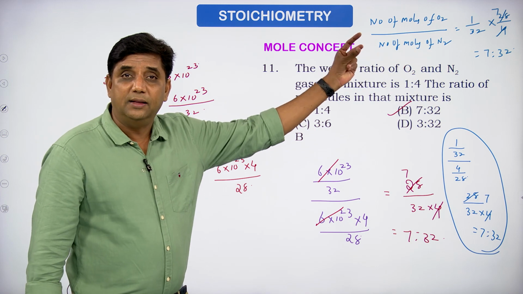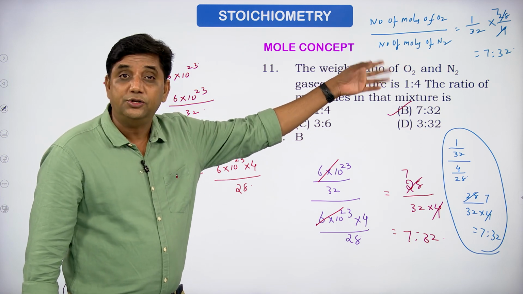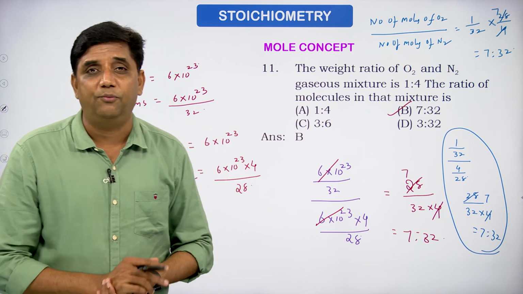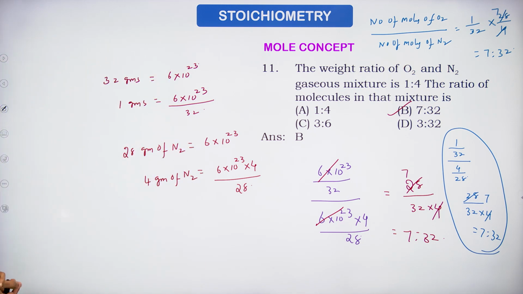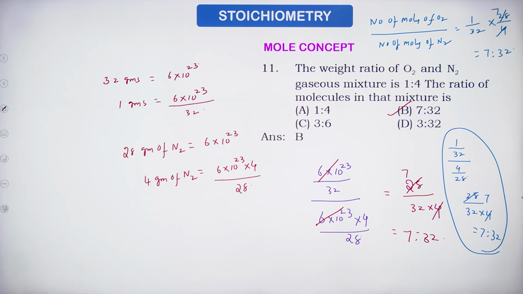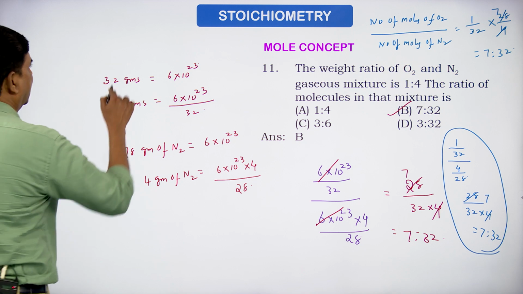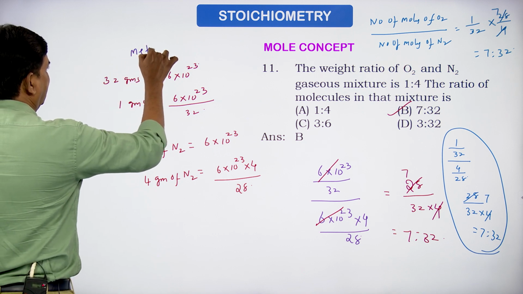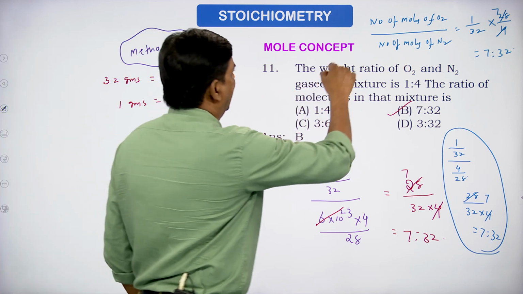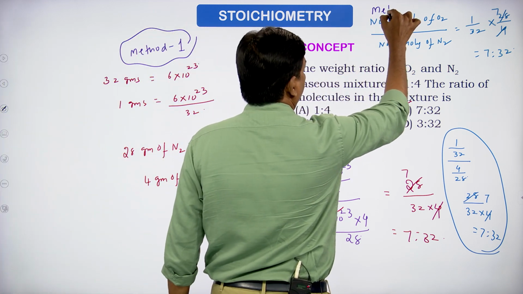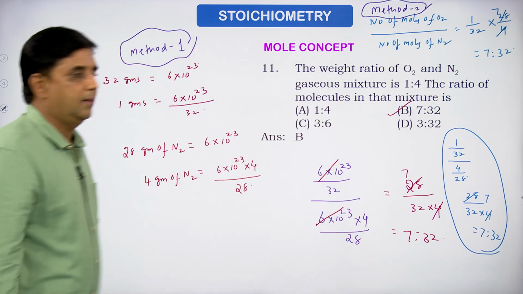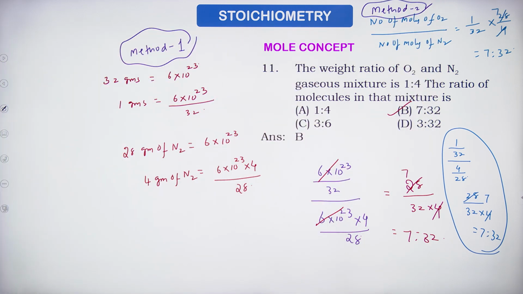But that is the direct method. You can find out the ratio of the number of moles, and the ratio of the number of moles is nothing but the ratio of the number of molecules. This is method number 1, and that is method number 2. Both methods you can write. This is method 1 and this is method 2. Whichever you feel comfortable with, you can write down.